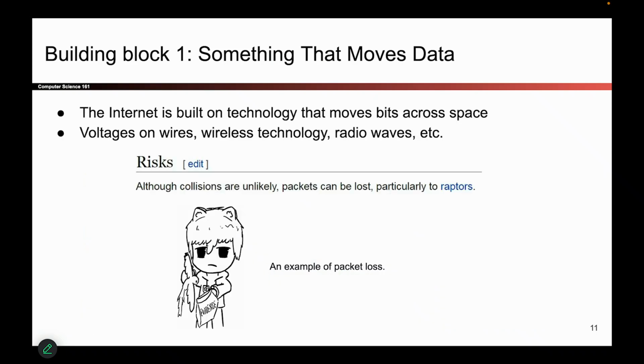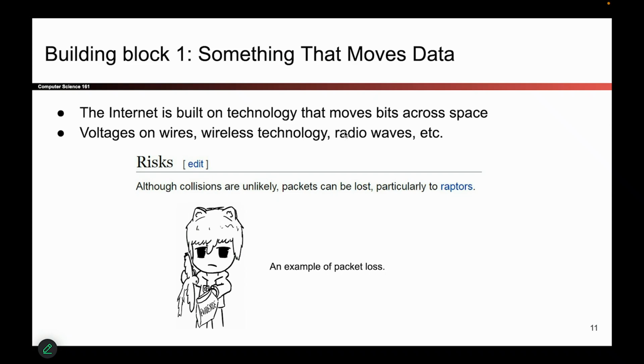Now, the internet doesn't work on pigeons or Pony Expresses. So instead, on the internet, we still need technology that moves data across space. But instead of ponies or pigeons, the technology that we use tends to be more electrical engineering focused. So for example, maybe you have a wire that connects some computers. And if there's a high voltage, that's a 1. And if it's a low voltage, it's a 0. Or maybe you have some wireless technology where you're broadcasting waves, and somehow high frequency waves are 1 and low frequency waves are 0, something like that.